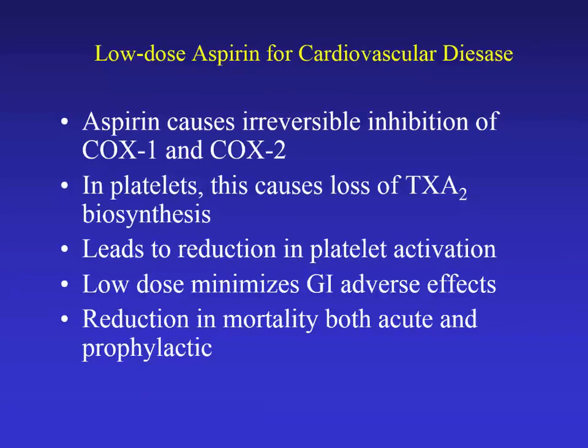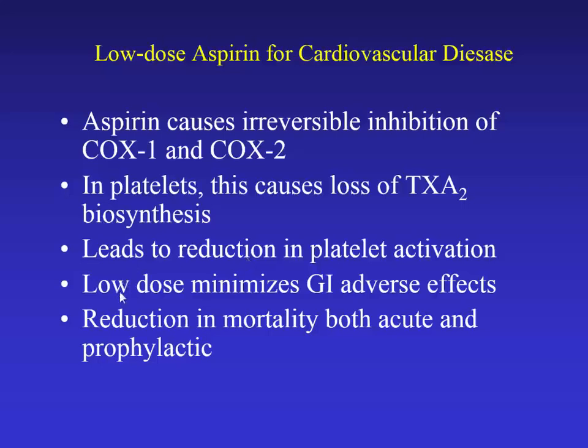Everybody has probably heard of the use of low-dose aspirin for cardiovascular disease. It's important to note that aspirin causes irreversible inhibition of both COX-1 and COX-2. So think about the physiology that I described. In platelets, this causes loss of thromboxane. If you lose thromboxane, platelet activation and platelet aggregation is reduced.